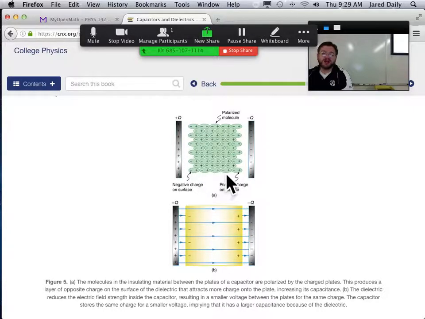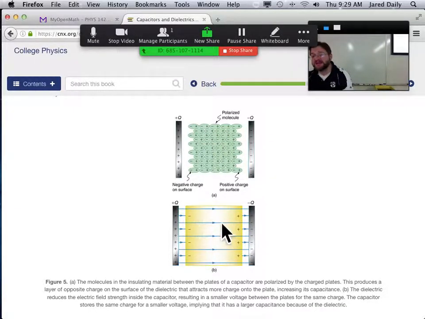So this is what it would look like if you put in a material where the molecules are allowed to rotate or shift a little bit so that they're attracted to opposite charges. You get the negative sides of each of these molecules pointing towards the positive side of the capacitor, and the positive sides pointing towards the negative side.